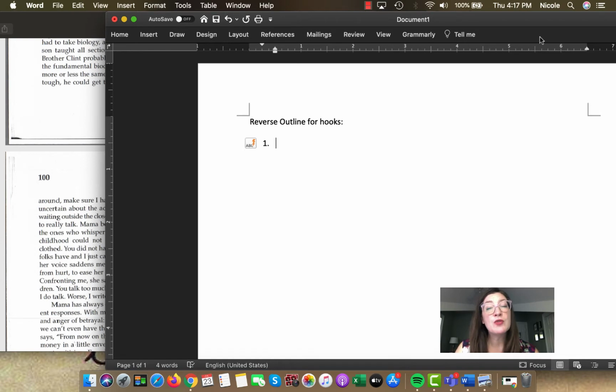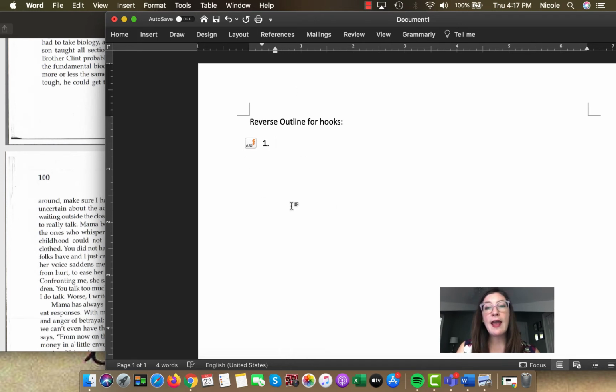This is a useful tool for a lot of reasons. It can help you see your own organization if you're using it in your own writing. And it can also help you see another author's organization in using it on somebody else's writing. So I'm just going to demonstrate a little bit of what this would look like for bell hooks.